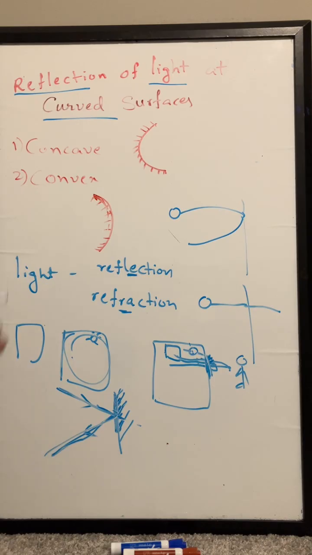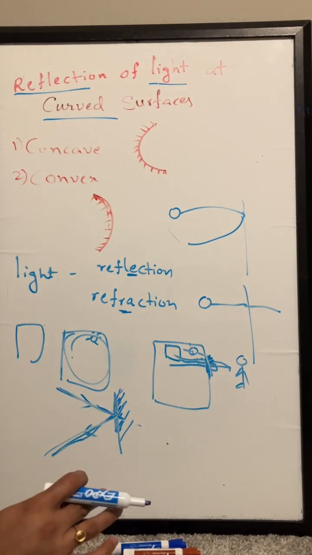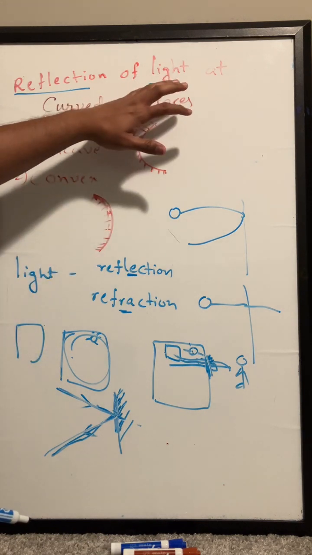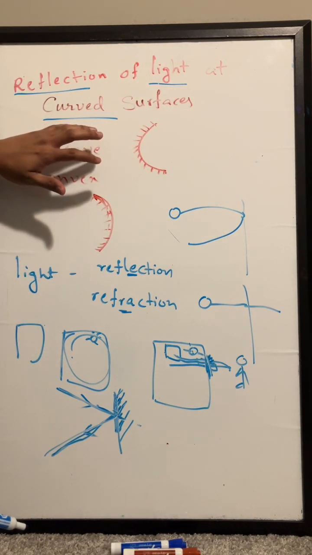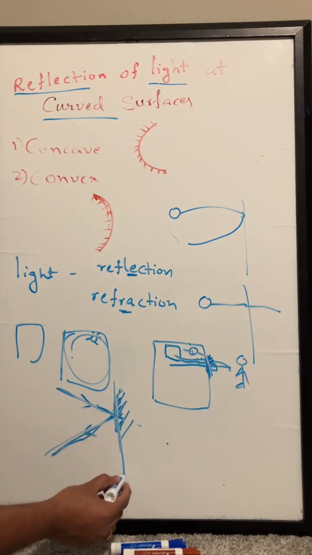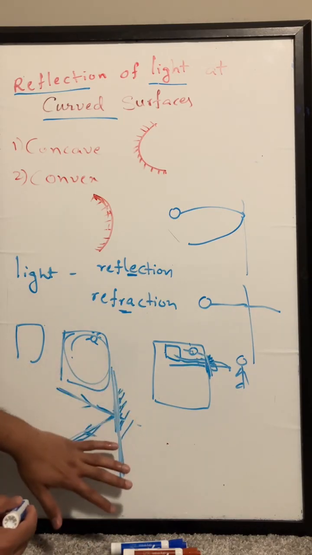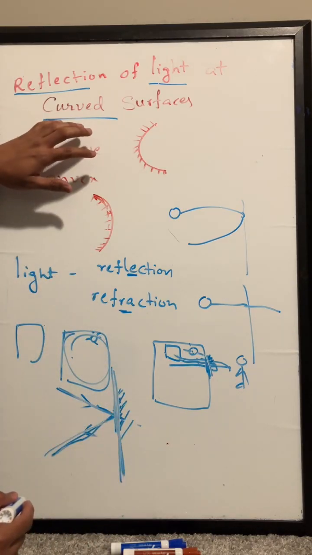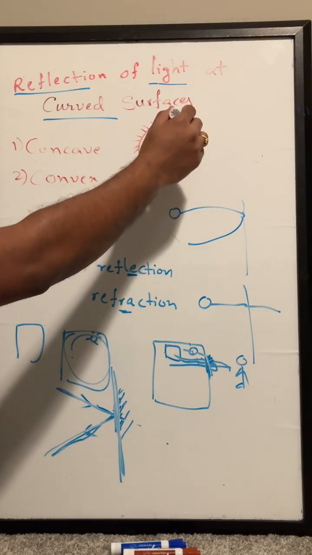So next one is reflection of what? Reflection of ball? No, it is reflection of light. That's what we are going to study. And what kind of surfaces are we talking about? Curved surfaces. We know that this is a smooth, straight surface, whereas we are talking about curved surfaces. So how will the light be reflected in these curved surfaces? That is what we are learning.